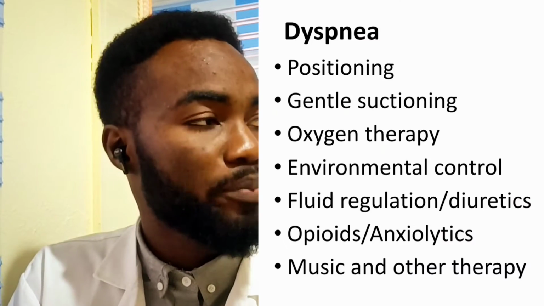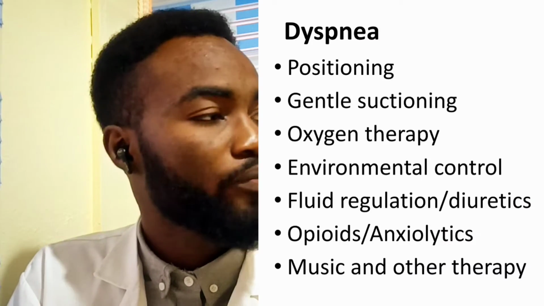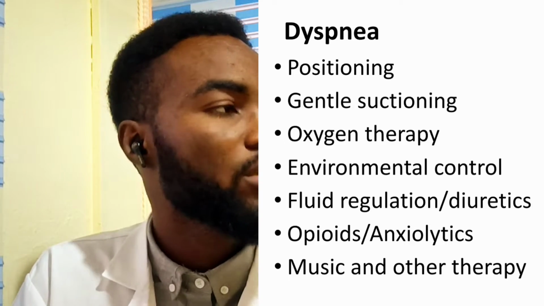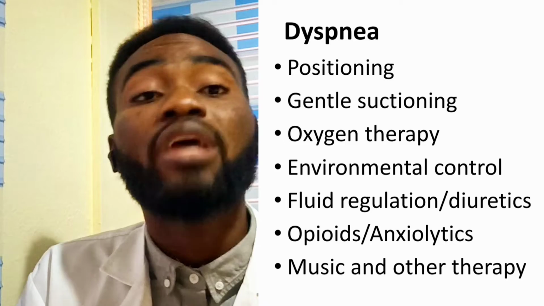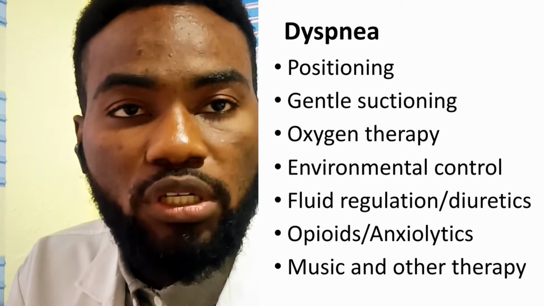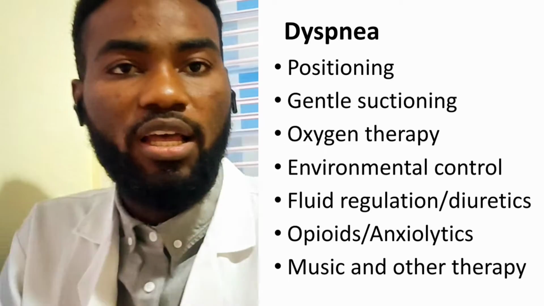So position the patient. If the patient is having secretions, oral or nasal, you want to do gentle suctioning. If dyspnea is too bad, you may want to commence oxygen therapy to reduce the work of breathing and to improve the patient's saturation generally. Of course, control the environment again. Hot weather has been known to cause dyspnea even in healthy people. So you want to control the environment in this particular case.